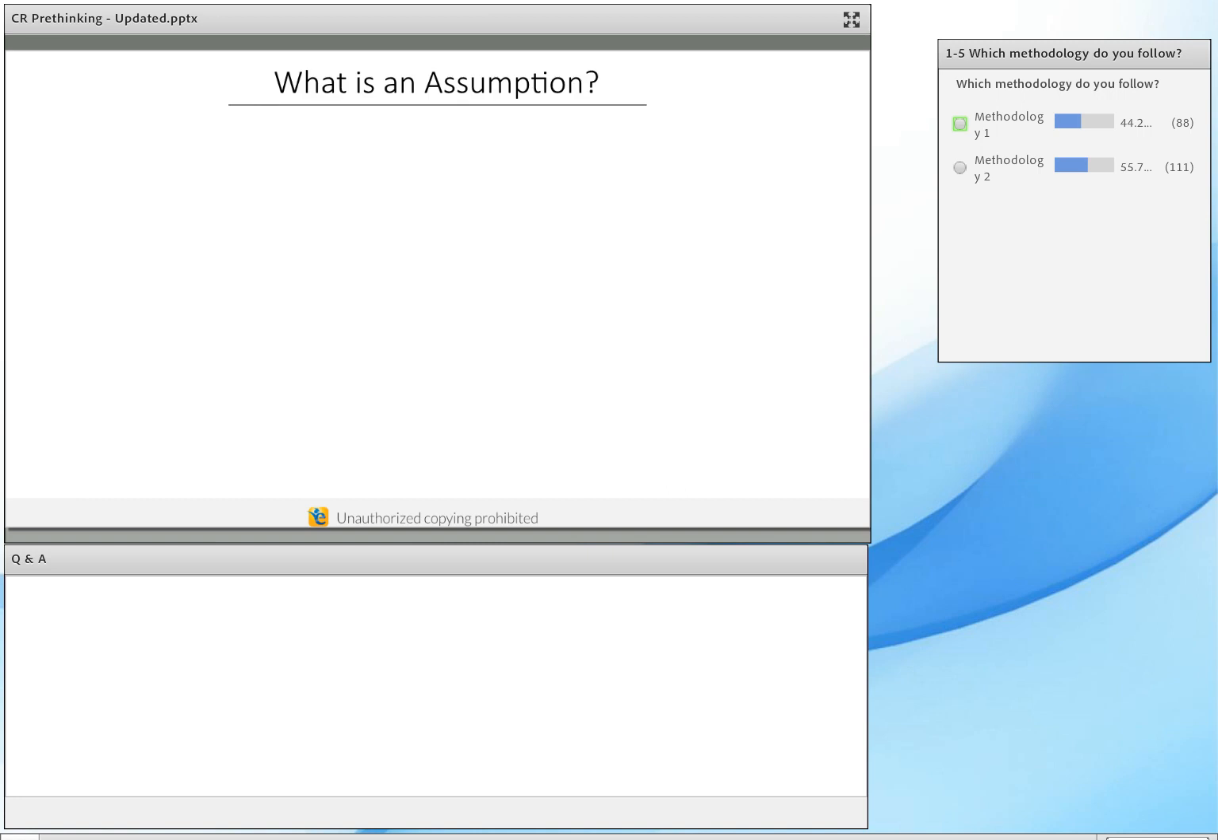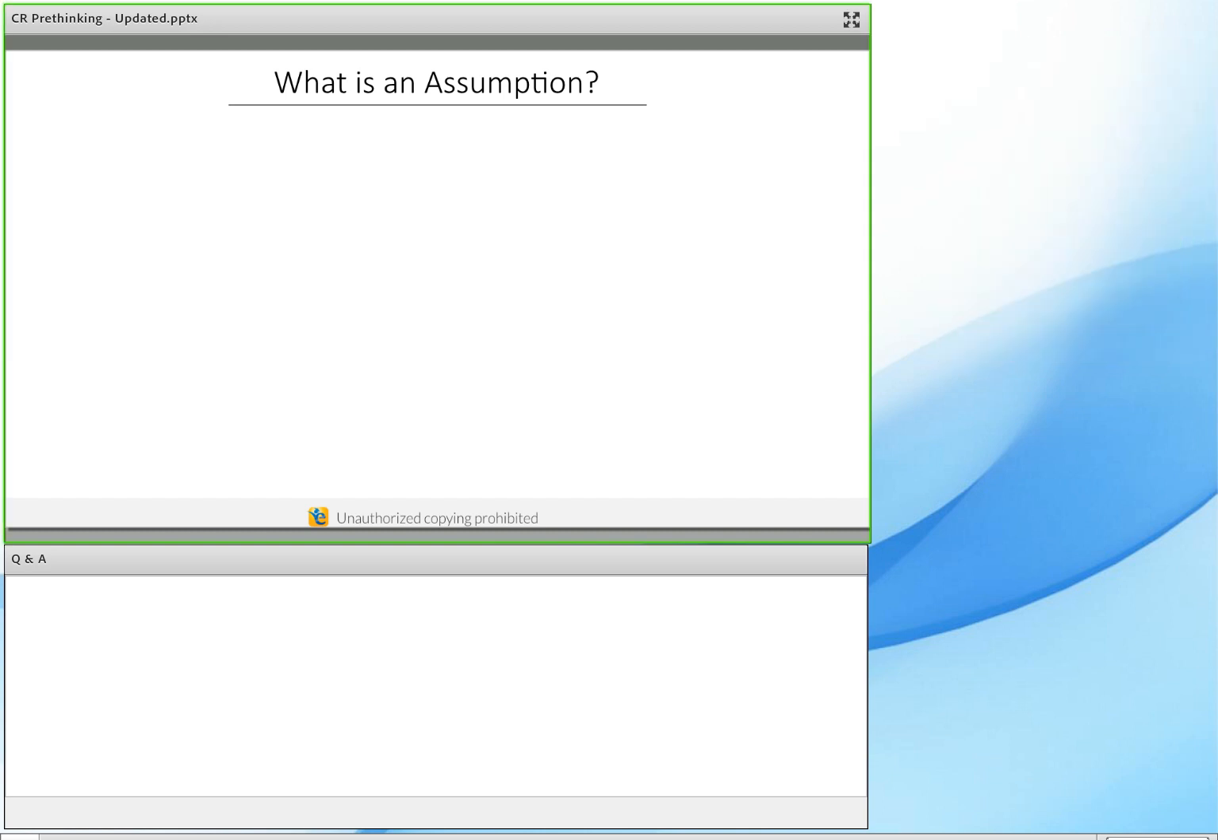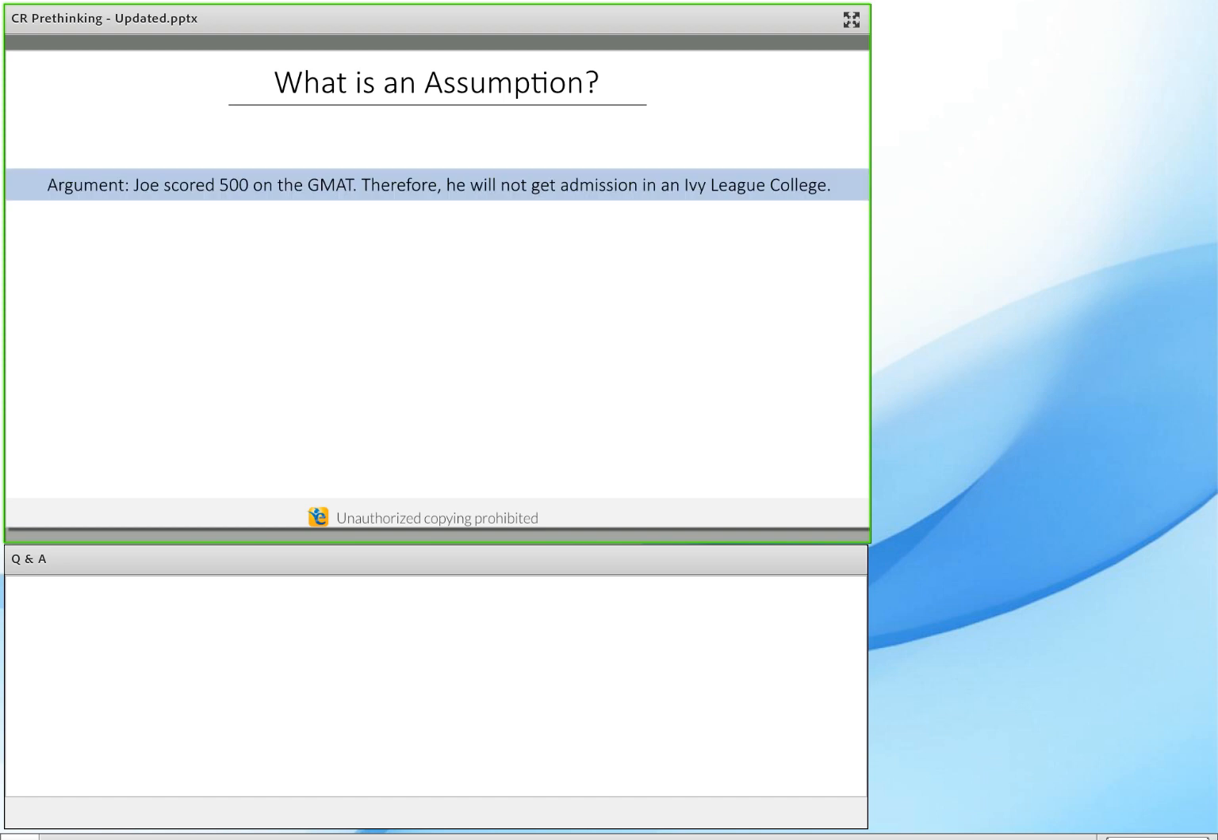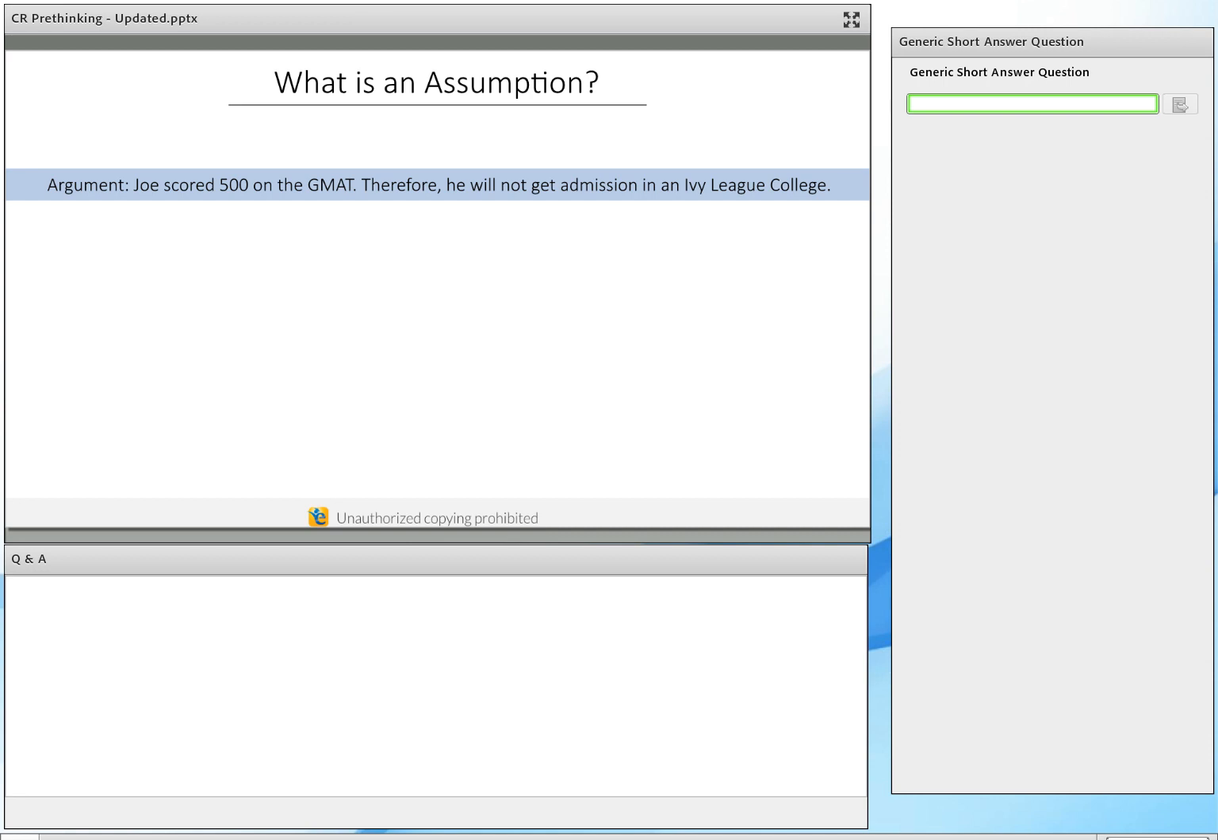Okay, with that, let's understand what an assumption is. And to do that, I'm going to give you a very simple argument, an argument that's really close to your heart, something that you know inside out, or you probably think about inside out. And here is the argument. And here's a short answer pod. You can put what the author assumes while making his claim in this.